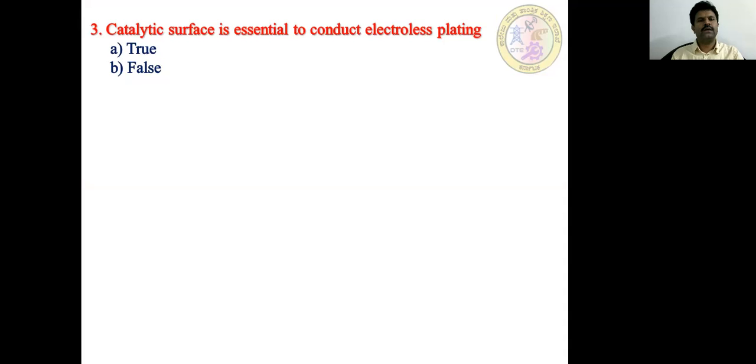Question number 3. Catalytic surface is essential to conduct electroless plating. Option A, true. Option B, false. The catalytic surface is essential to conduct electroless plating. Yes, the right answer is option A, true.